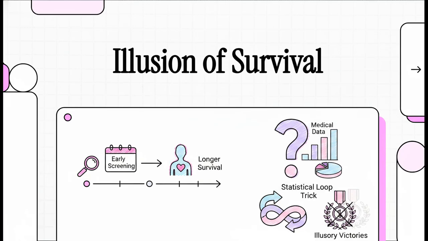Welcome to The Explainer. Today, we're diving straight into unraveling a massive mathematical mystery hidden deep inside medical screening data. We constantly hear that catching a disease early is the absolute ultimate key to surviving it. But what if the data we rely on to prove that is actually playing a trick on our minds? What if some of our greatest medical victories are, in reality, just statistical illusions?